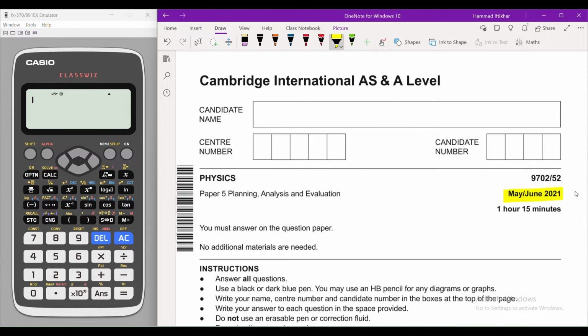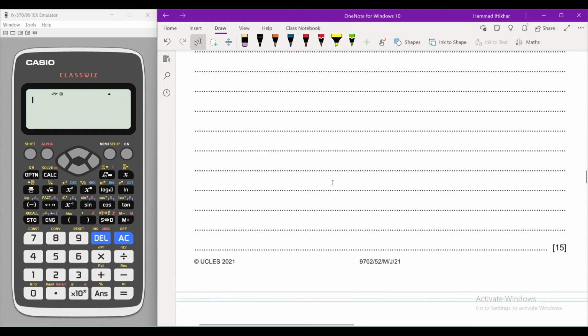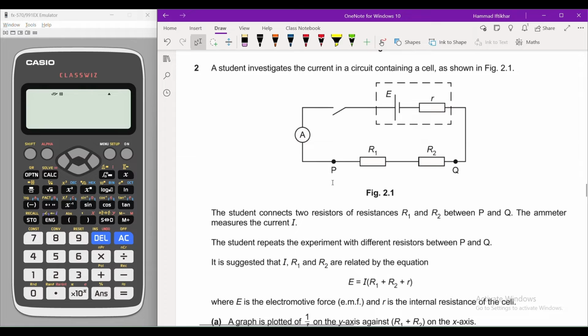Okay, so let's try the May June 2021's 5.2 variant. Previously we did 5.1 and 5.3. All right. A student investigates the current in a circuit containing a cell as shown in figure 2.1. Student connects two resistors of resistances R1 and R2 between P and Q. The ammeter measures the current I.